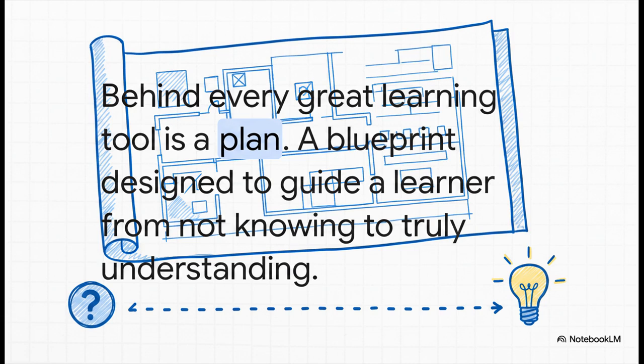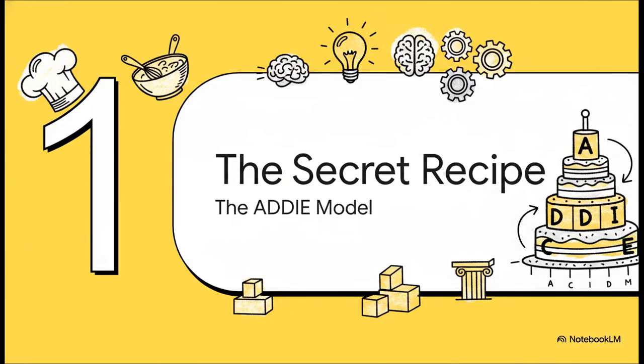Behind almost every single one of those amazing learning tools, there's a plan, a blueprint. Because without one, you're just guessing, and that can waste a whole lot of time. A good blueprint makes sure that the learning is targeted and effective, and it has a name. That secret recipe is called the ADDIE model.